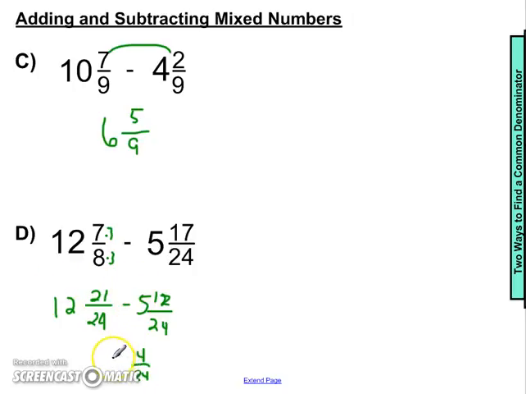12 minus 5 is 7. But 4/24ths reduces to 1/6, since those will both divide by 4. So the answer is 7 and 1/6. These both do work as improper fractions if you want to do it that way.